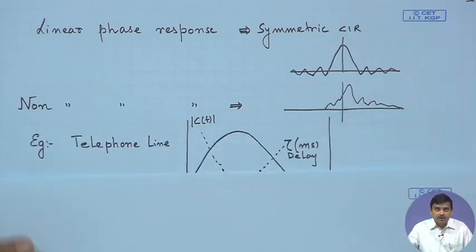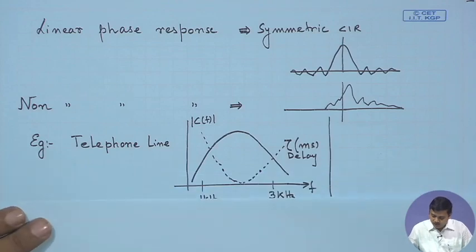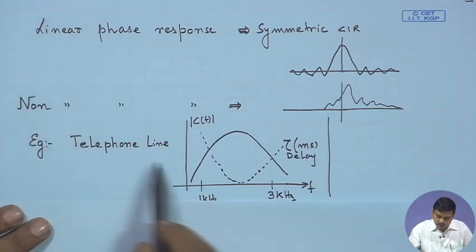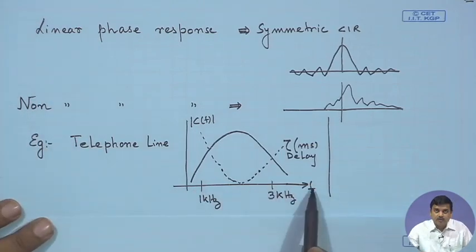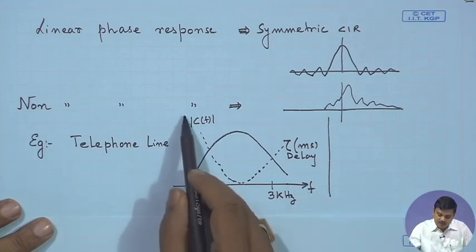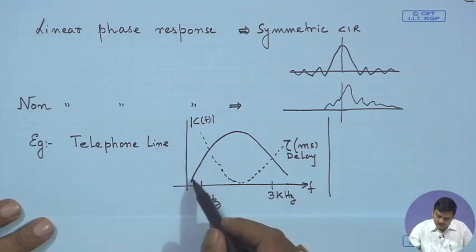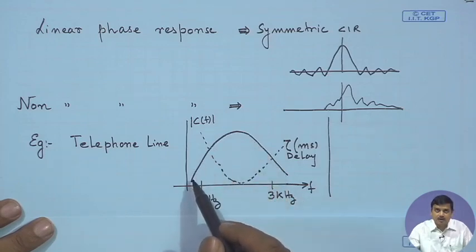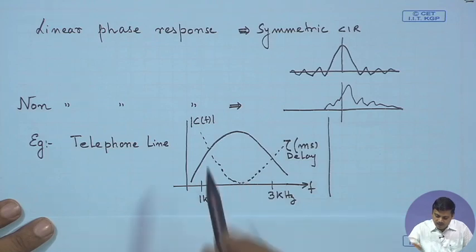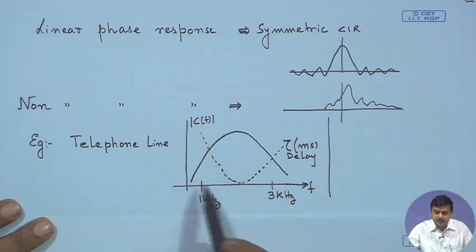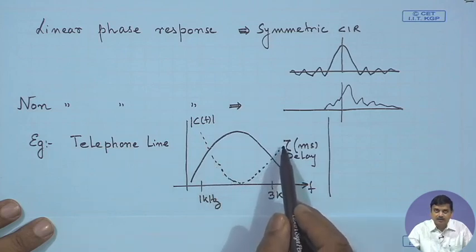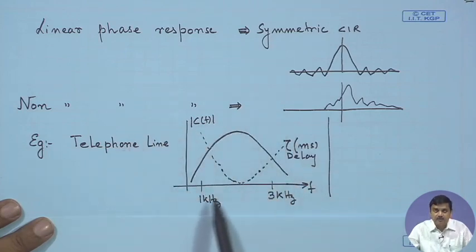One particular example is the telephone line. If you are using the telephone line, the plain old telephone system, the POTS, the frequency response, with f on this axis and the gain of the channel on this axis, has a response which typically is depicted by the solid line. On the same figure, if we plot the phase delay on the y axis versus the frequency, we get the one represented by the dashed line. What it represents is that the telephone line is not an ideal channel.